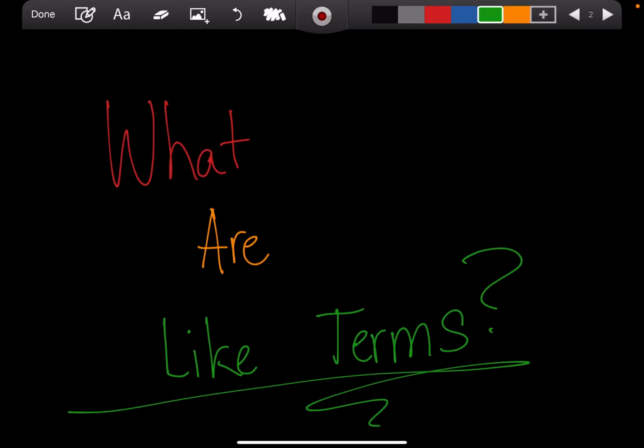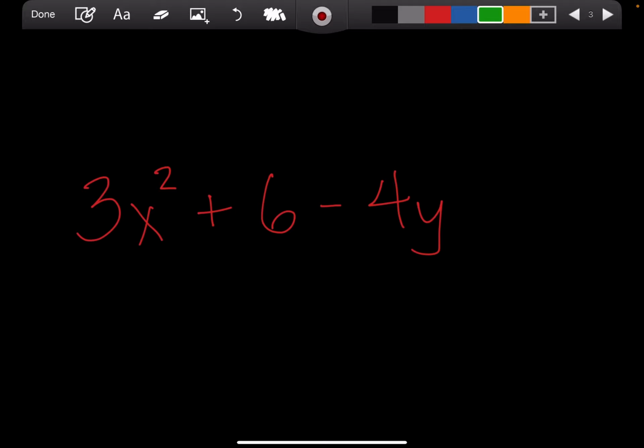All right, in this video, we are going to talk about like terms. If you remember, a term is something like you see here. A term could be 3x squared. It could be just a number by itself, like 6, or it could be a 4y. So it can be a number by itself. It can be a number attached to a variable with an exponent, like 3x squared, or it could be a number attached just to a variable with no exponent, like 4y.